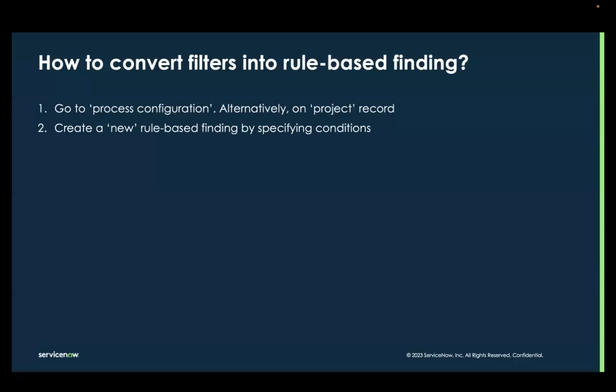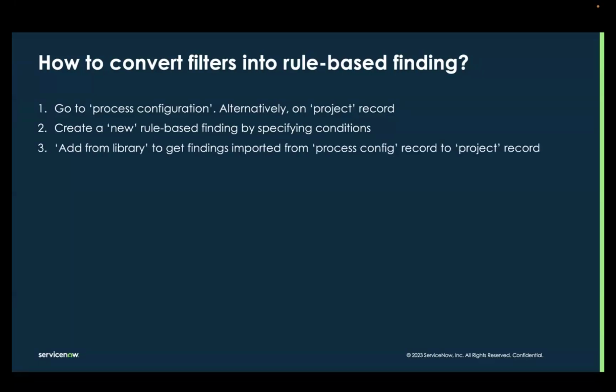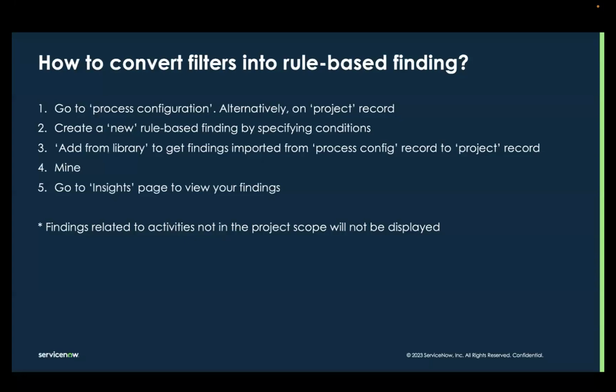You'll create the rule-based finding with me today by specifying the conditions. Then you'll click on the add from library button, which will import all your rule-based findings from the process record to the project record. Then you'll mine the data. And in the end, you'll see, miraculously, that finding shows up on your insights and summary page. But bear in mind that if you follow these steps and you don't see anything on the insights and summary page, it's not happening.